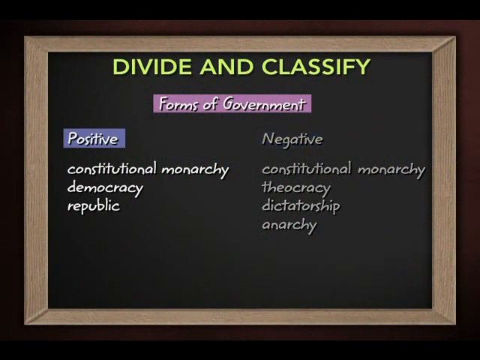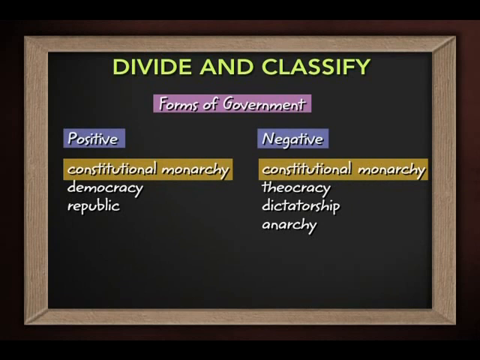I put constitutional monarchy, democracy, and republic in my positive column. I put constitutional monarchy, theocracy, dictatorship, and anarchy in my negative. Now notice I've got constitutional monarchy in both my positive and my negative column. Well, how can that be? Well, to me, there's both a positive and a negative aspect to a constitutional monarchy. So since I was planning, I decided to put it in both columns. And later on, I could decide how I'm going to deal with it.